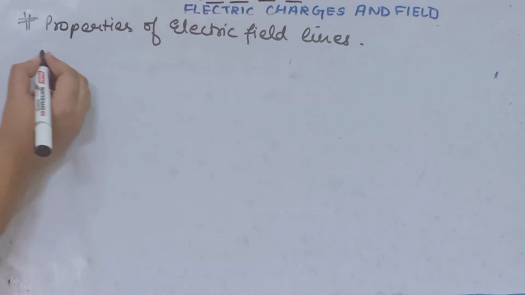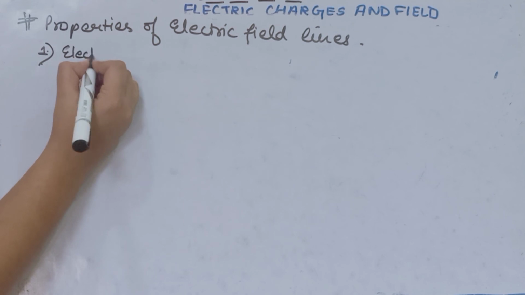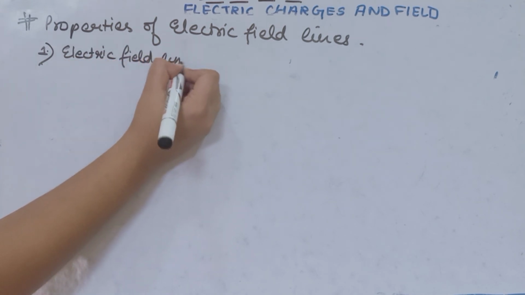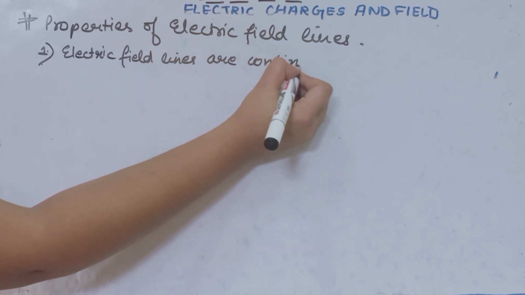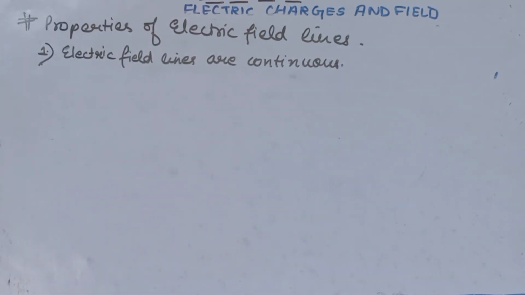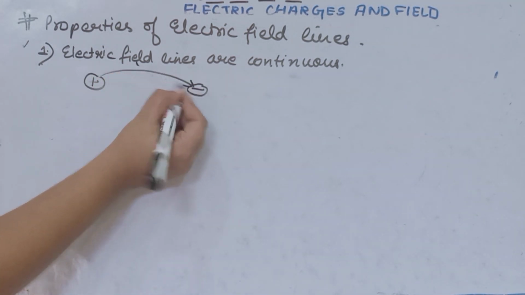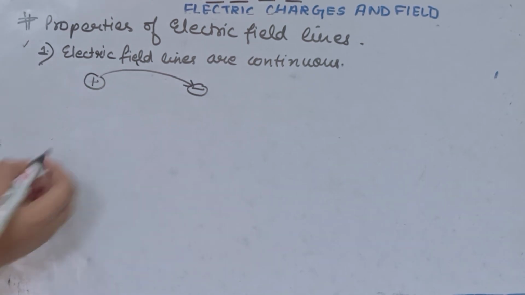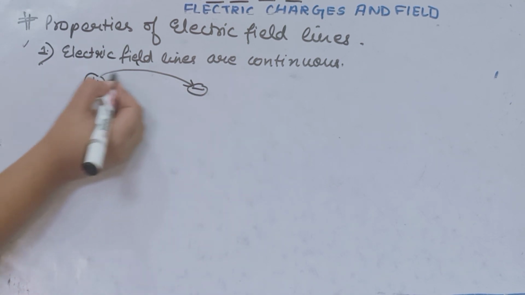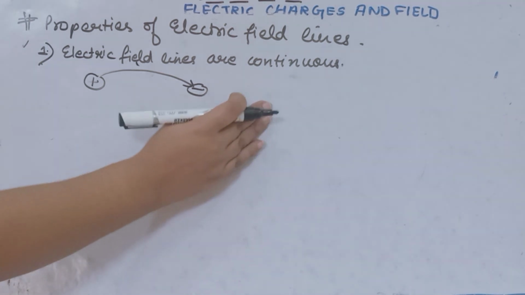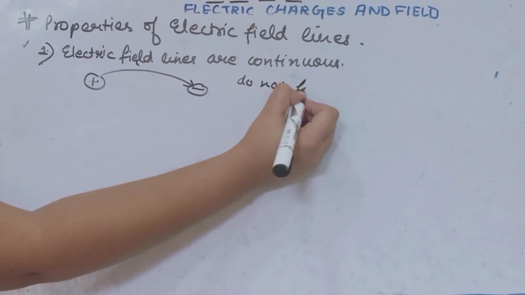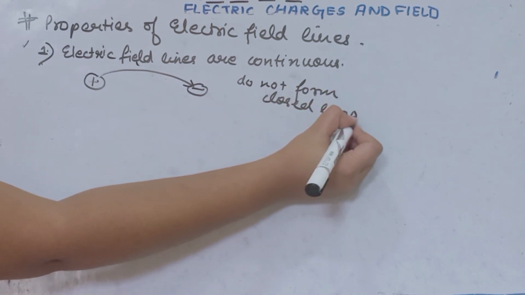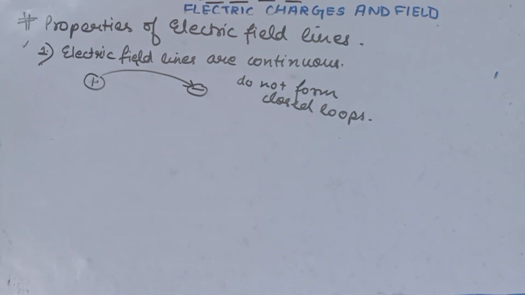Okay, so the very first property is that electric field lines are continuous. Fine. So these are continuous curves and not discontinuous. So if we have a positive charge and a negative charge here, so they'll start from a positive charge and end up here. But they will not form a closed loop like this, like from negative to positive, positive to negative. So electric field lines are no doubt continuous, but they do not form closed loops. Fine. They are not discontinuous, but they do not form closed loops. They are just continuous. That is, they start from one point and end at the other point.